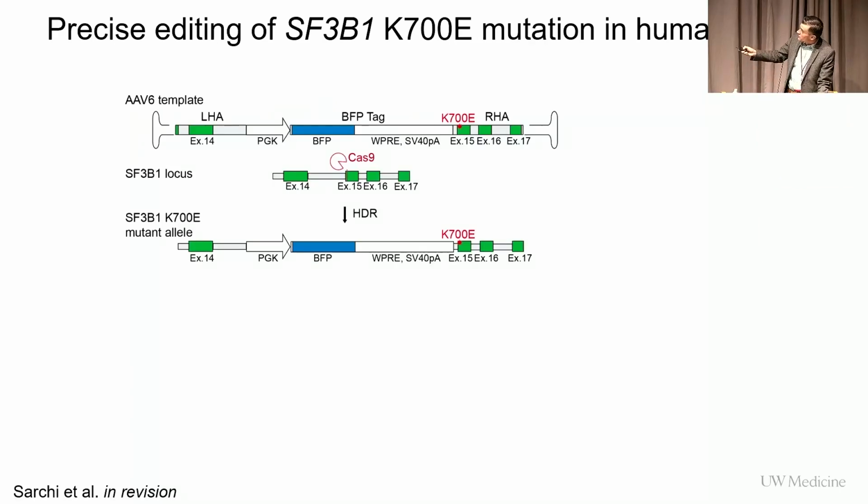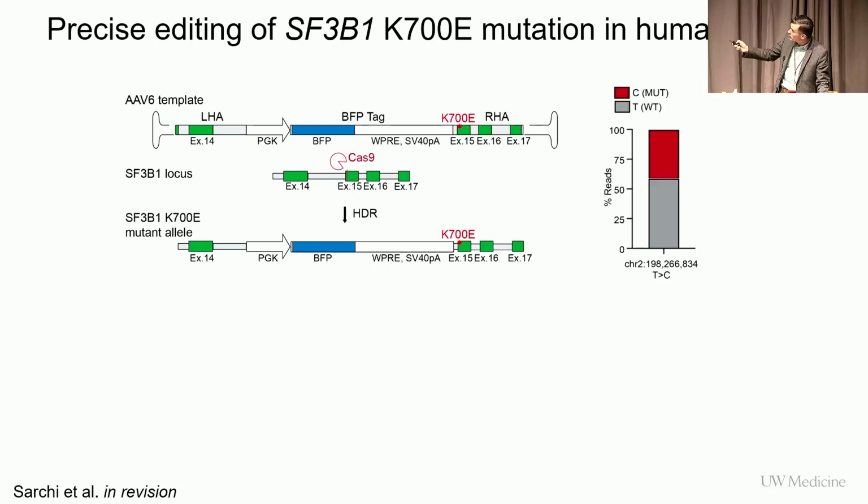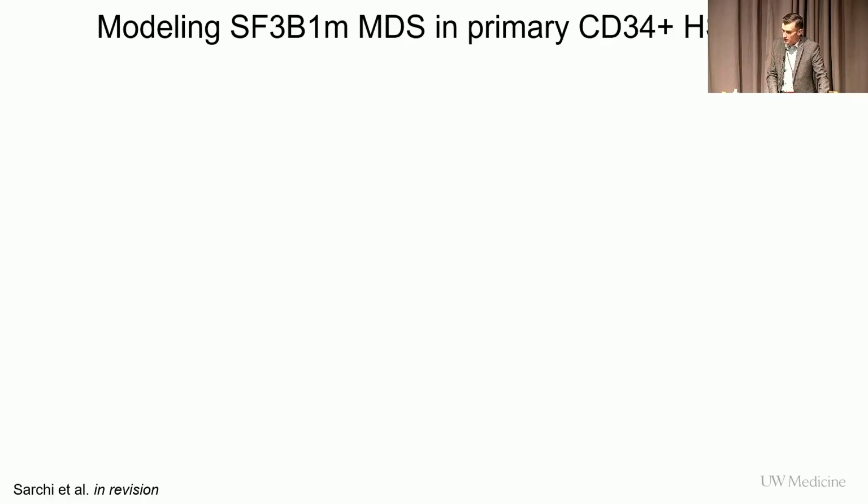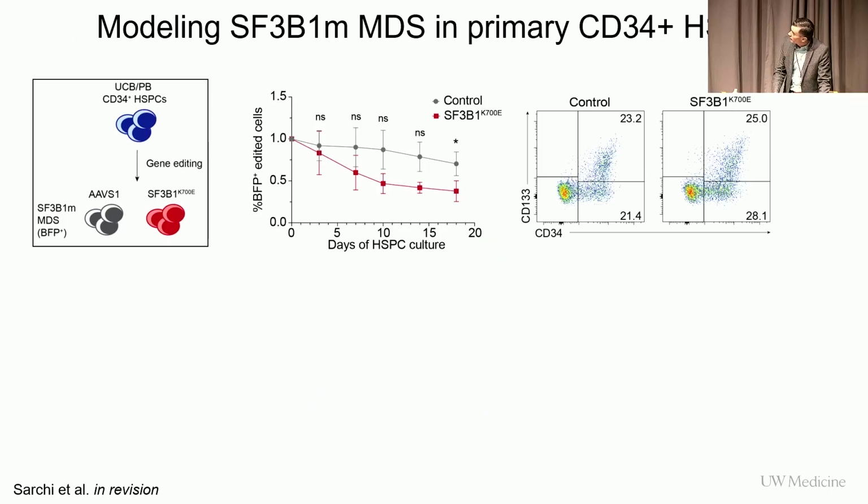So this construct has a traceable allele. It has a BFP tag that goes into the intron of the SF3B1 gene, and it has the K700E recurrent mutation in the right homology arm. That enables us to edit directly in the endogenous locus. You can see the editing is heterozygous, and it's fairly efficient, with about 20% editing in the CD34 positive cells. We first asked how do these cells behave in culture.